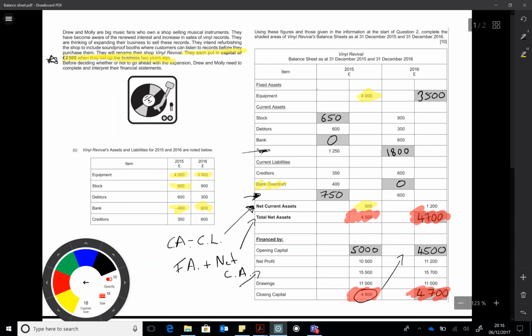So hopefully, by looking at those and by working through this question with you today, it should help you with your balance sheet.